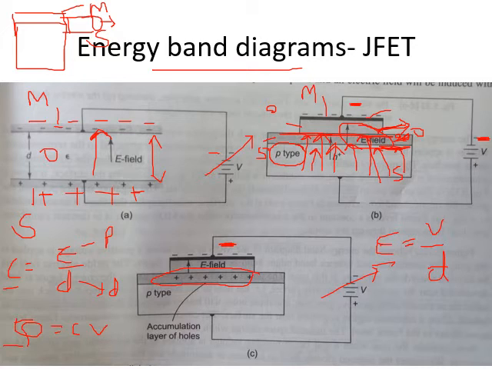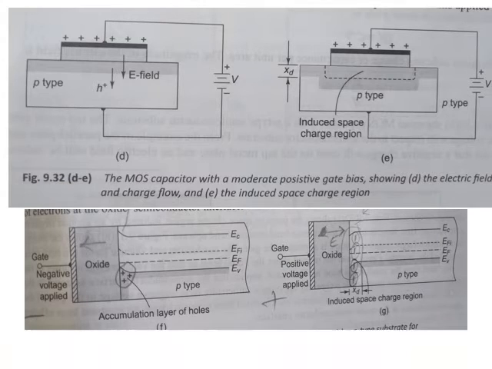Three diagrams are understood. Yes. So then we will move further. What will happen if I apply positive potential? See here, here I am applying positive potential. Means positive potential, the electric field will come at this end, right?